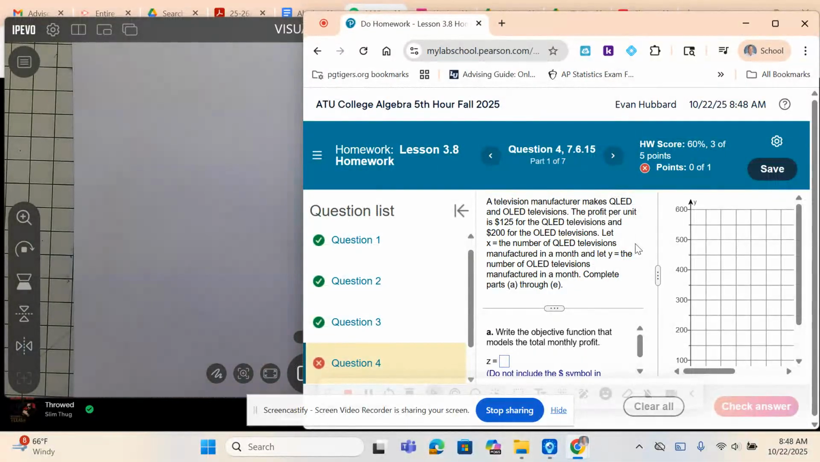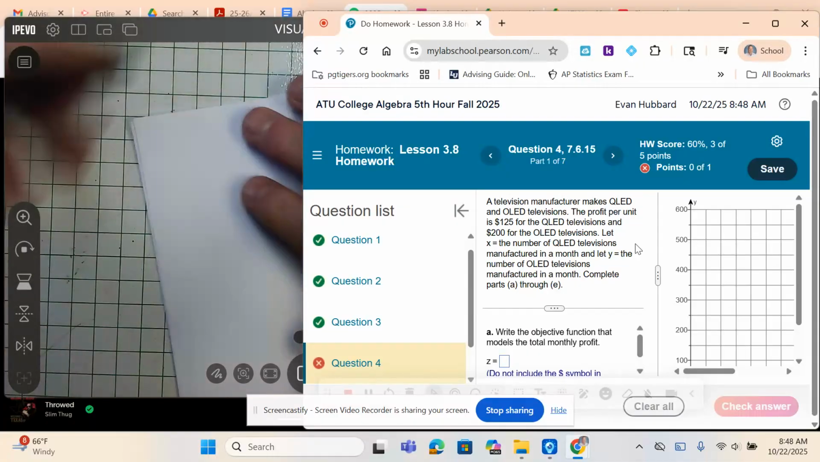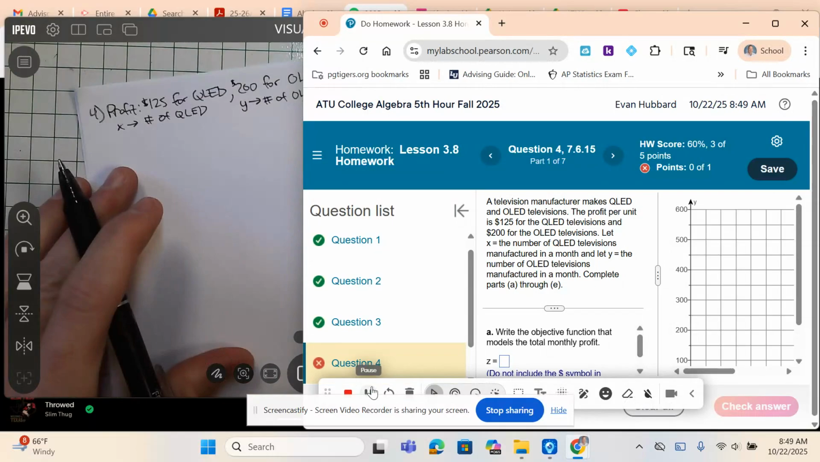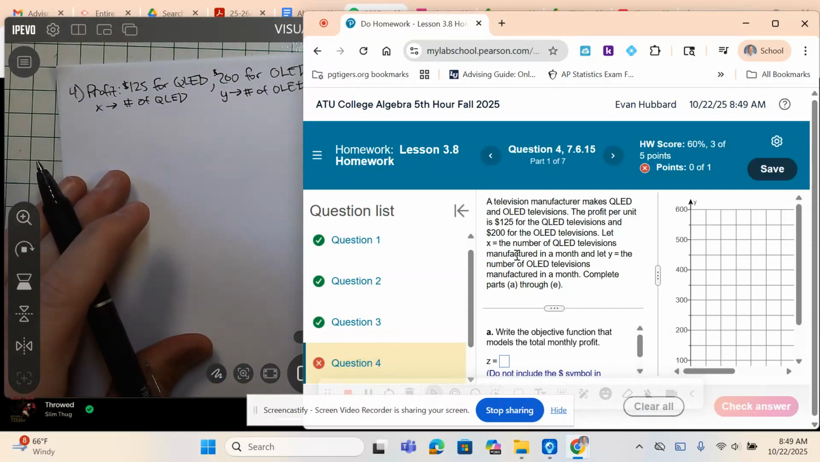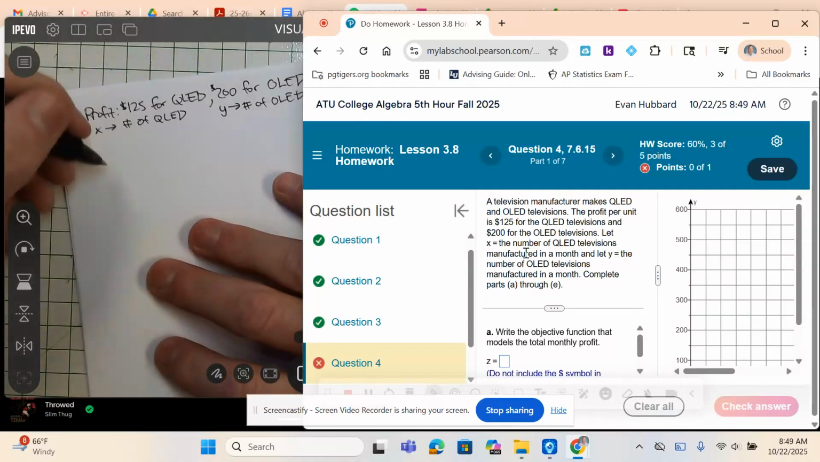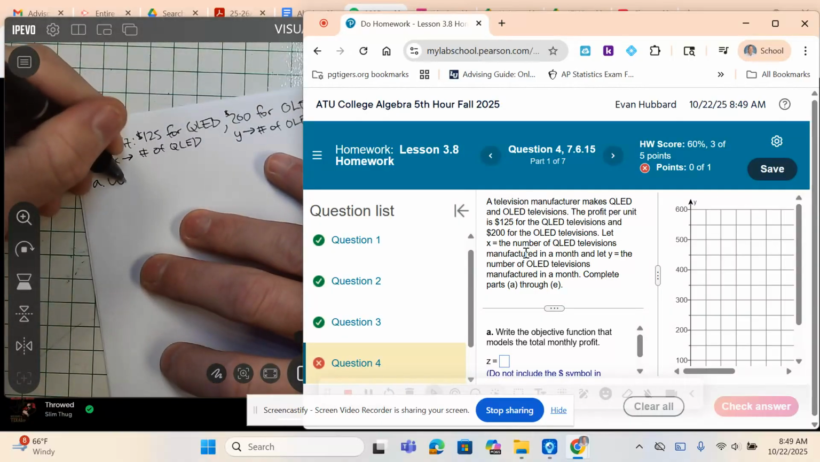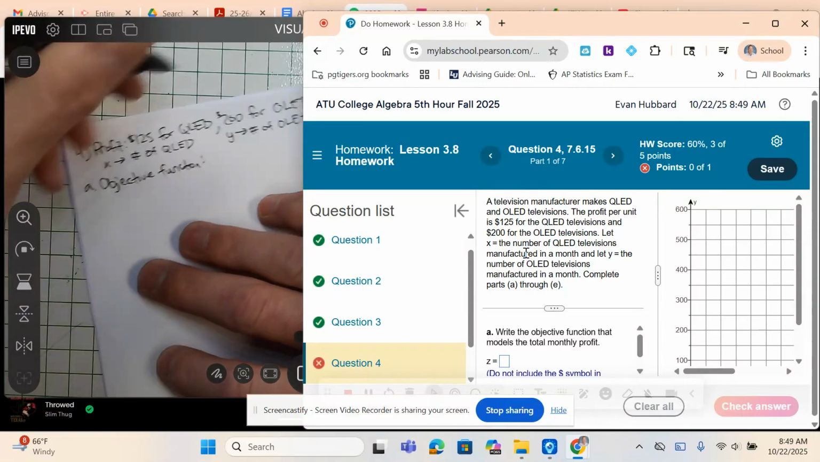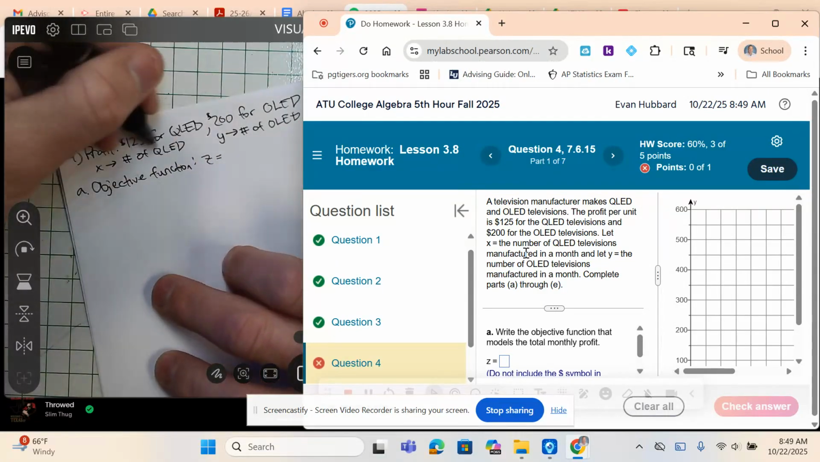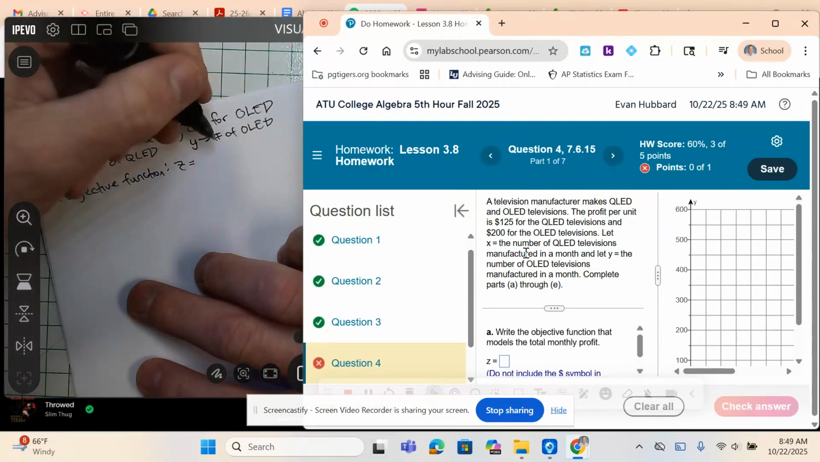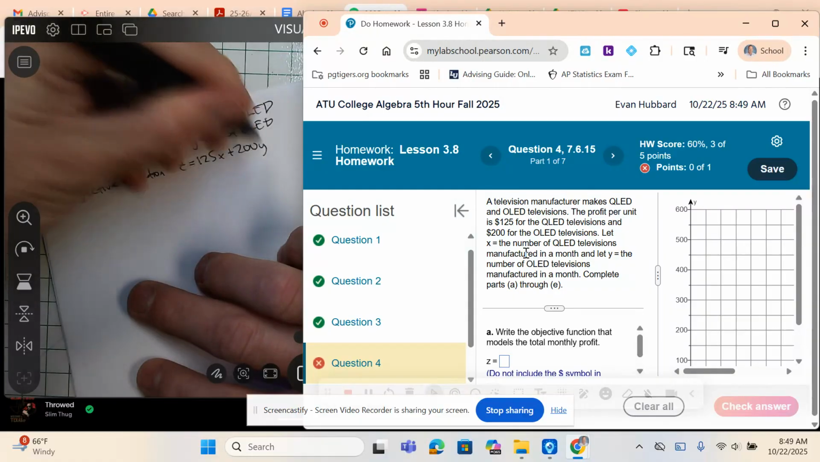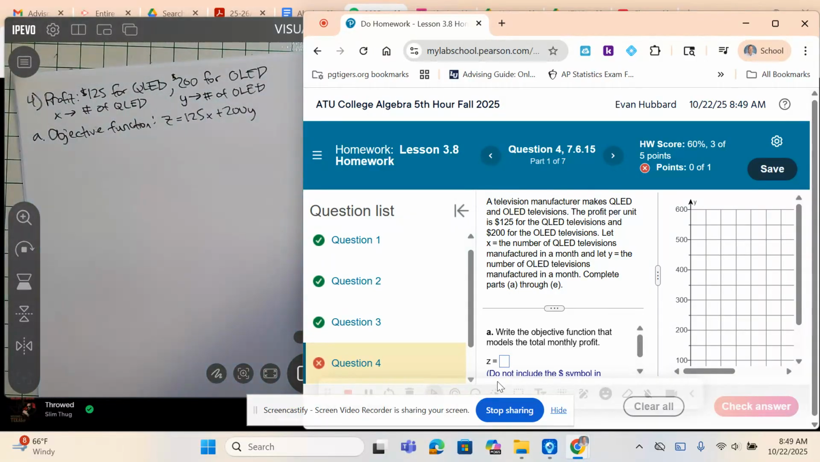A television manufacturer makes QLED and OLED televisions. The profit per unit is, I'll take some notes here. All right, X is the number of QLED TVs, Y is the number of OLED TVs. So the objective function would be Z equals, and I'm going to make an expression out of this. It'd be 125X plus 200Y. So that's going to be my objective function.